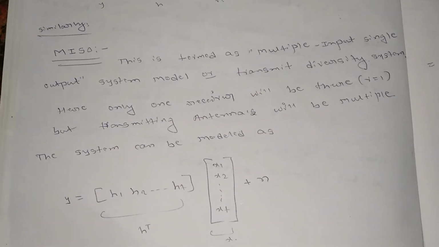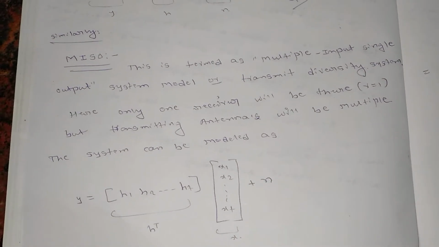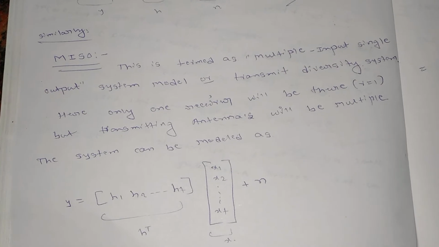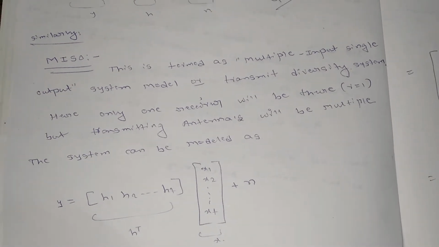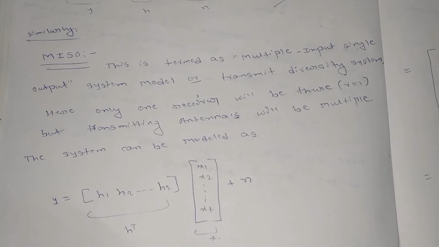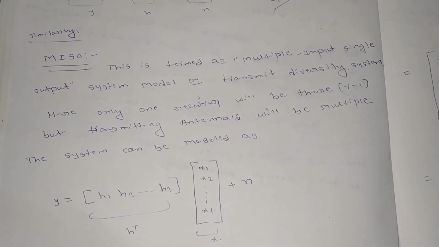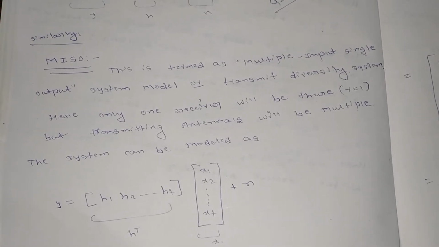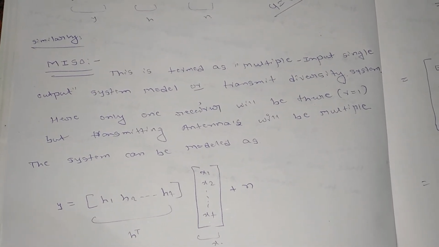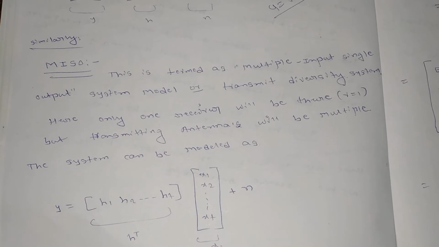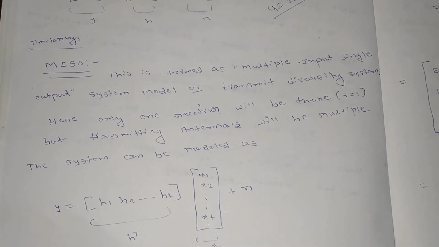Then I will next move to the next set here. That is called MISO, multiple input, single output system. I will just tell you what is meant by this now. This is termed as multiple input, single output system model or transmit diversity system. Here only one receiver will be there, but transmitting antennas will be multiple. The system can be modeled as.